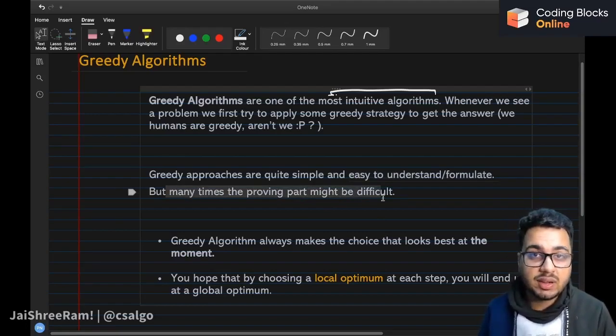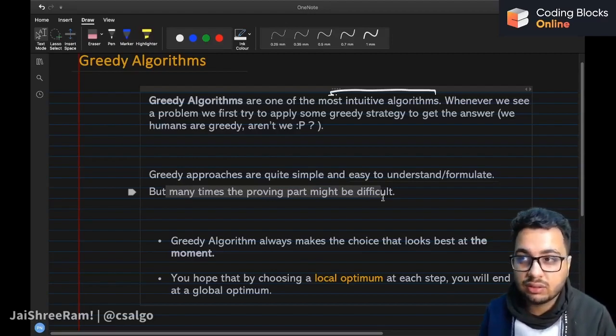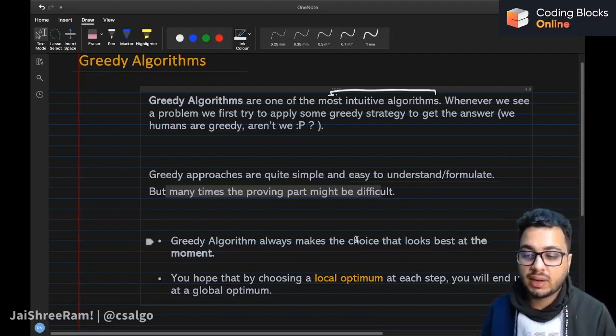Given you are participating in an online round, you do not need to go into the mathematical or the proving part. But what you can do is make some test cases and see whether greedy will work or not. That is something I would advise instead of going into a mathematical kind of proof.